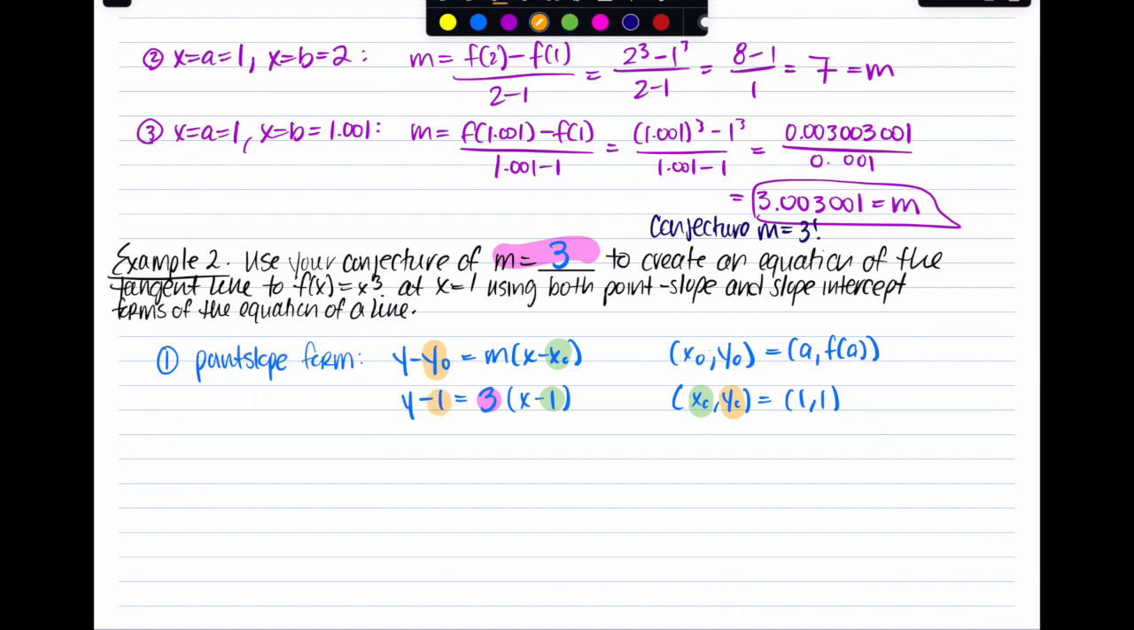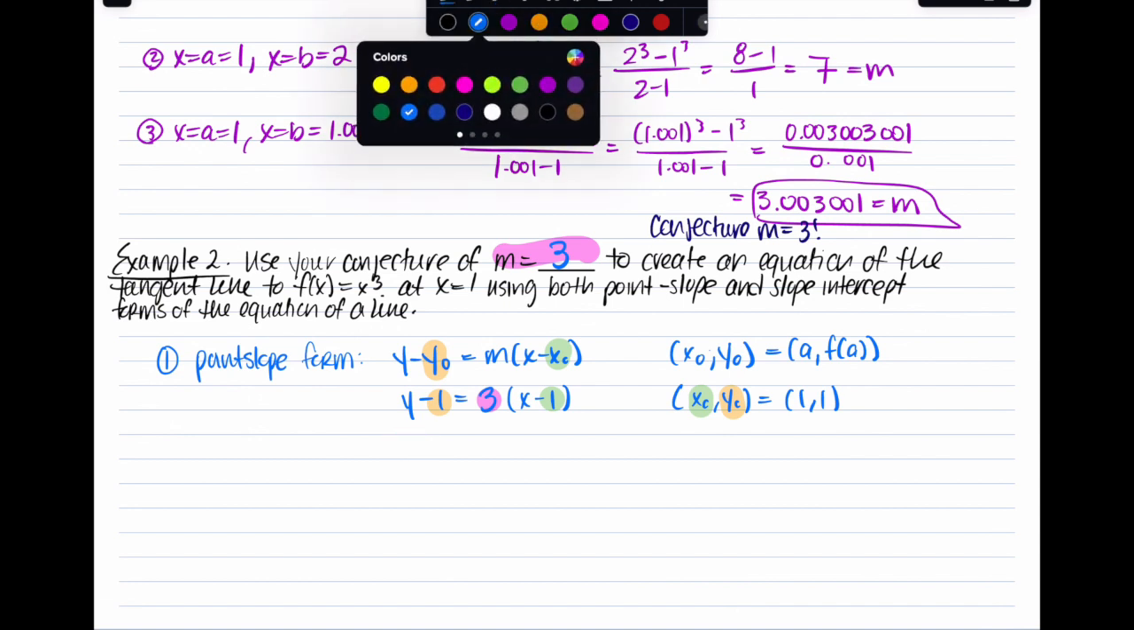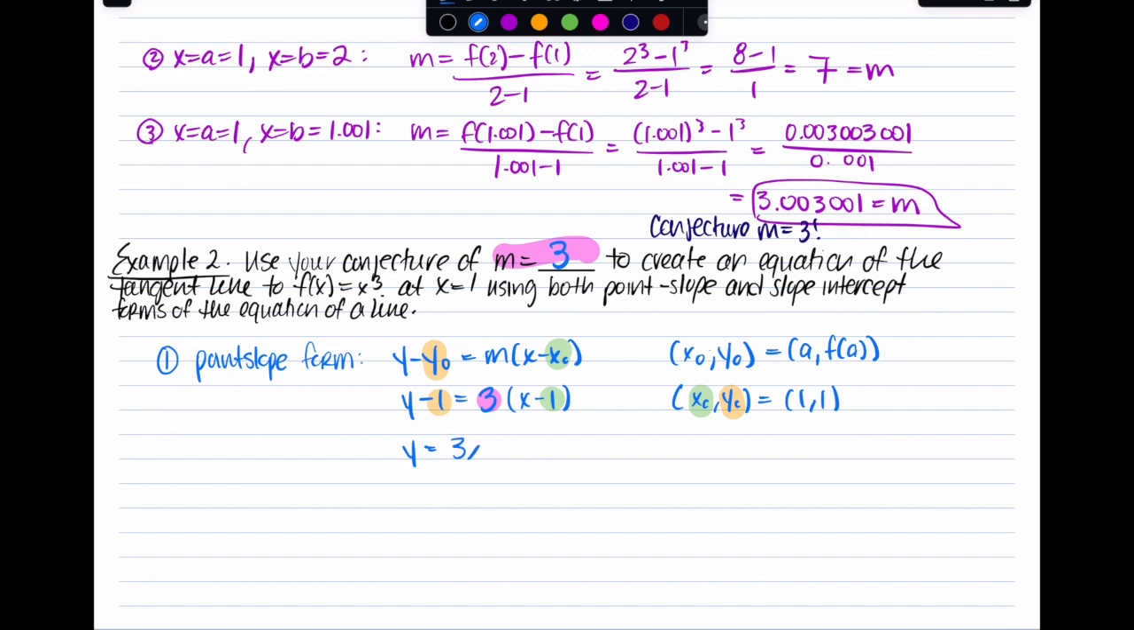And then simplify. Add it over after you distribute the 3. So you've got y equals 3x minus 3 plus 1. Me adding the 1 over is there, me distributing the 3 is there, meaning y equals 3x minus 2.